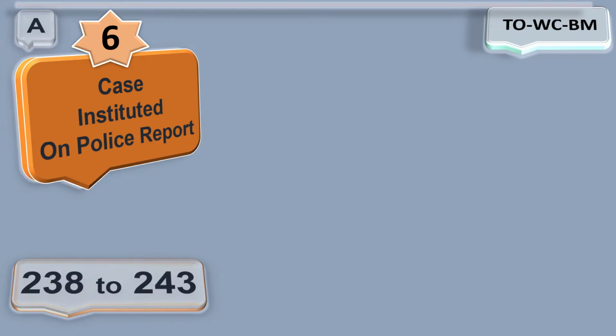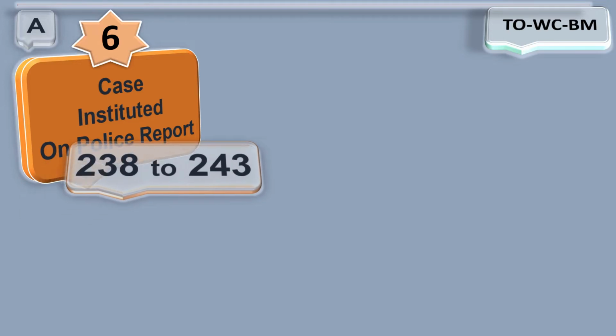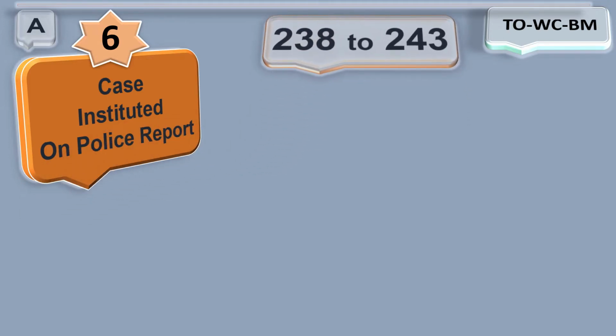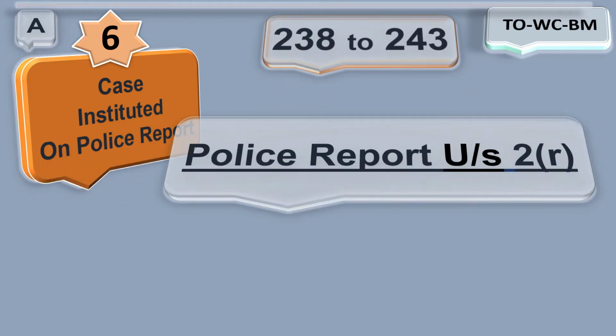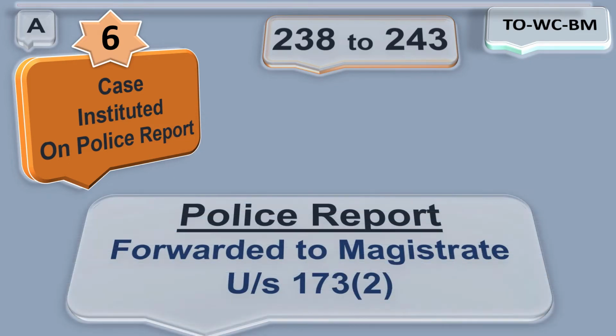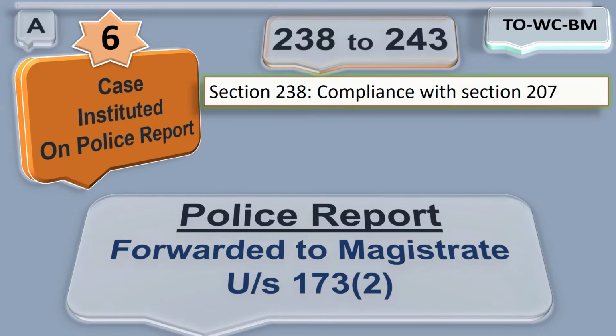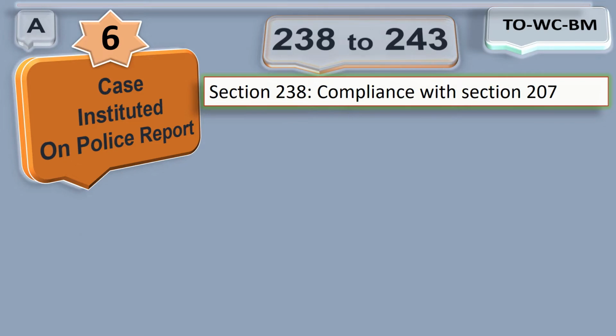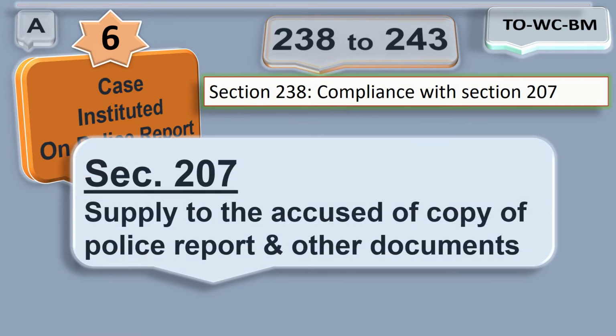Now let's cover first part A. Cases instituted on a police report. It has got 6 sections. Now I hope you remember, police report is given under section 2R and it is forwarded to magistrate under section 173 subsection 2. So to initiate a case, to start a case in a court of magistrate, what is the first thing to do? Section 238 informs us that we should check the compliance under section 207 is done or not. Now section 207 is, it supplies to the accused of copy of police report and other documents.